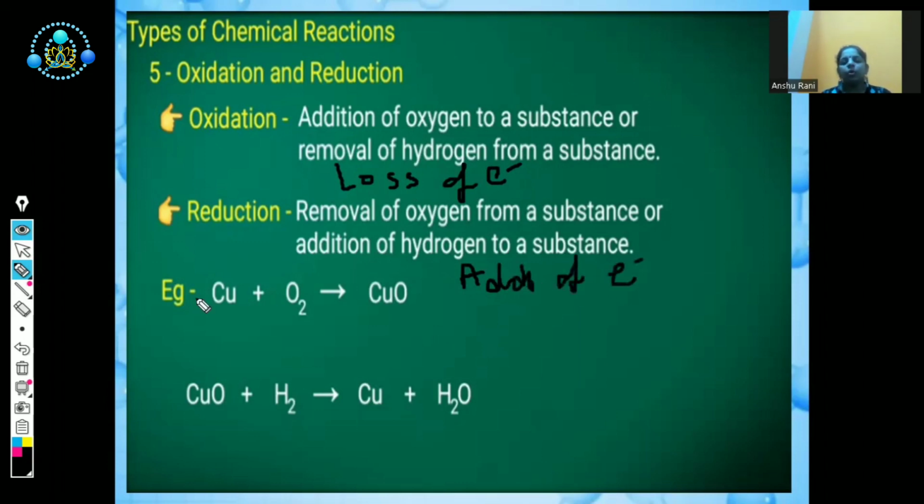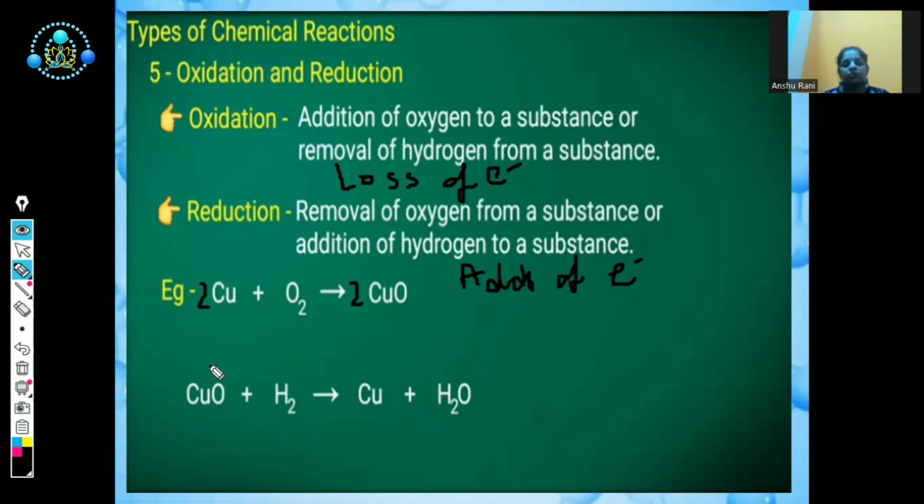You are taking here copper metal, burning it in presence of oxygen to form black color compound copper oxide. We can balance this equation. This is oxidation of copper which is taking place, right? Then copper oxide is treated with hydrogen to form copper plus H2O. This is removal of oxygen from copper. So what will happen in this case? Hydrogen is getting oxygen, hydrogen is getting oxidized and copper is getting reduced in this reaction.